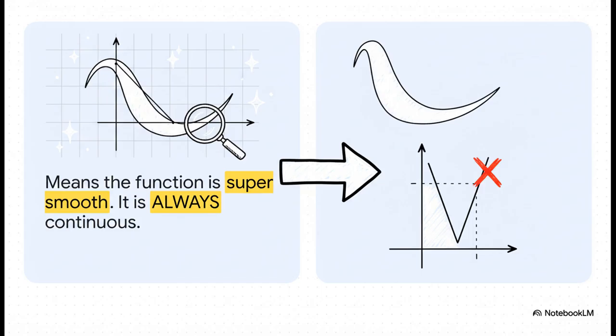You know the perfect example? The modulus function, y equals mod x. Its graph is shaped like a V. Now, at x equals 0, there's no break, so it's continuous. But there's a sharp corner, right? A pointy bit. You can't draw a single smooth slope there. So it's not differentiable at that point. Always remember this one-way friendship.